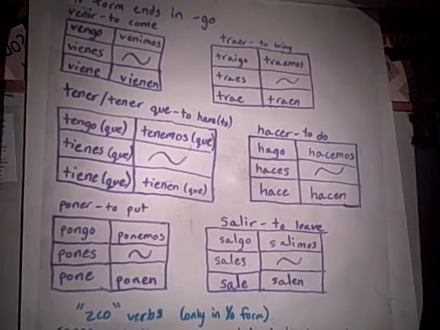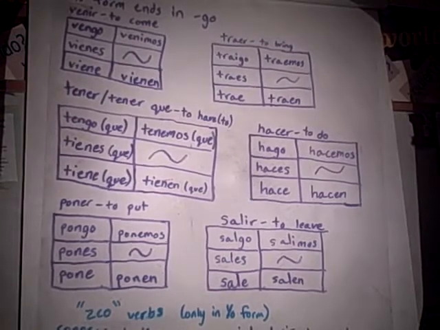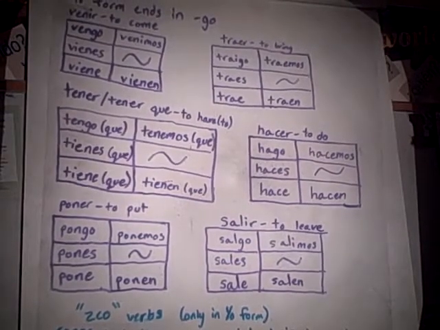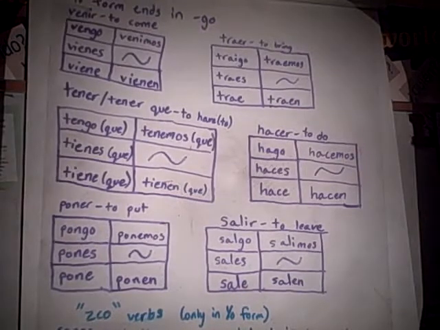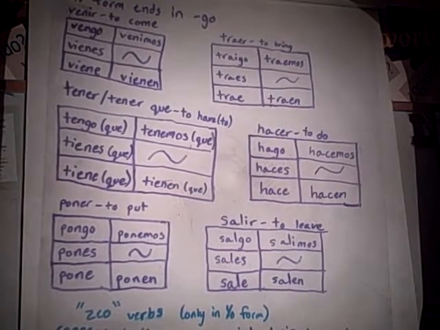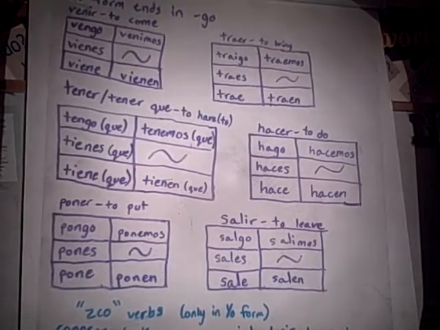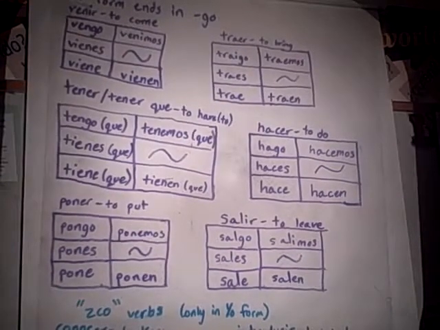Okay, so we have the irregular present tense verbs, and I grouped them by similarities. The first section in purple is the -go verbs, and in the yo form they all end in -go. Like in venir, it's only in the yo form that it changes. So it just changes to vengo.